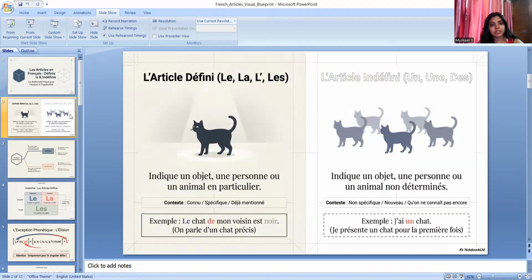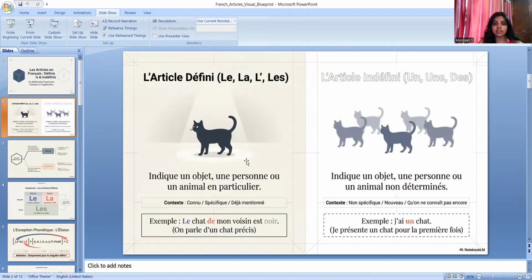Okay, so first we'll be doing l'article défini. Here, as you can see, it indique un objet, une personne ou un animal en particulier. When you are speaking of a specified thing, like a specified object, a particular person, or a particular animal, then you'll be using l'article défini. We will see these uses later. We will just now know what is l'article défini.